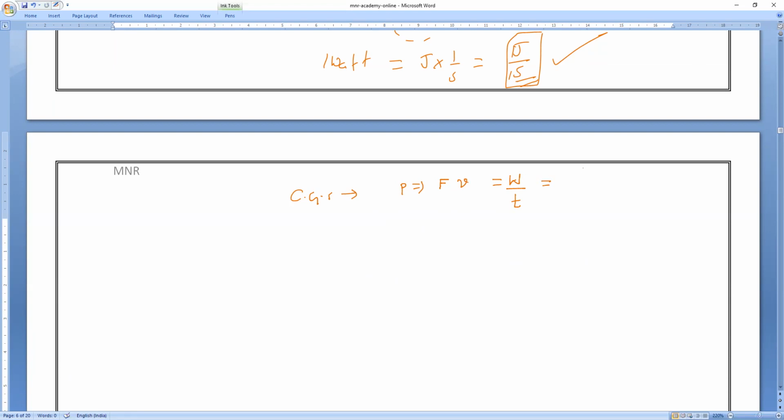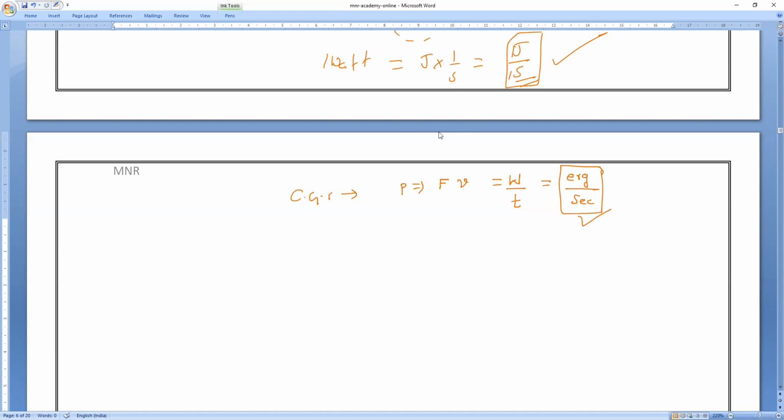Check it, everybody. What is the CGS unit of work done? Erg. So erg per second is the CGS unit of power. The work done in CGS unit is erg. Am I right or wrong? Verify it, everybody. So erg per second is called the CGS unit of power.